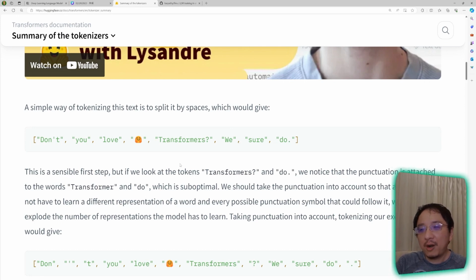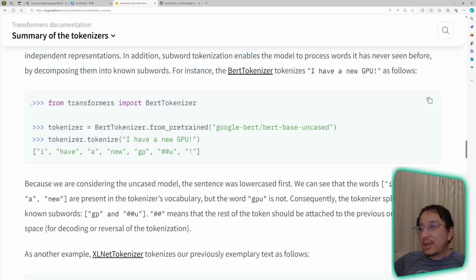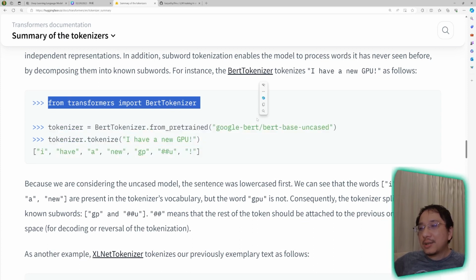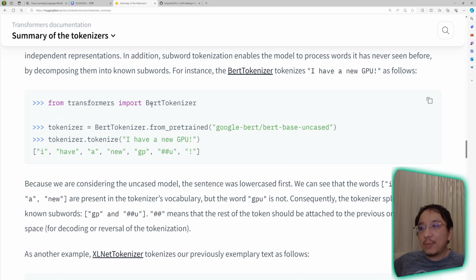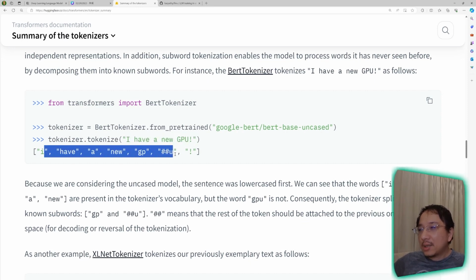There are certainly some variations, like we probably should also consider the punctuation. Because if we don't consider punctuation, we'll have something like do period, or Transformers question mark. This is probably not what we want. Here is a code example of how tokenizers actually work. This one is the tokenizer of the BERT model. Given this sentence, I have a new GPU, it will split the sentence into these tokens.